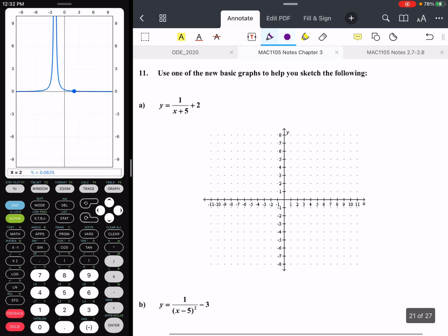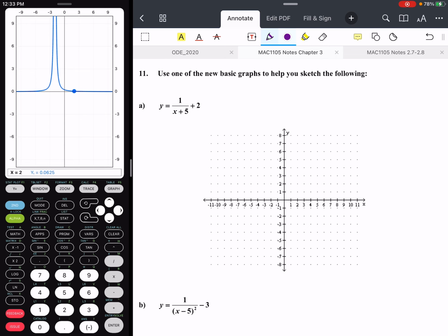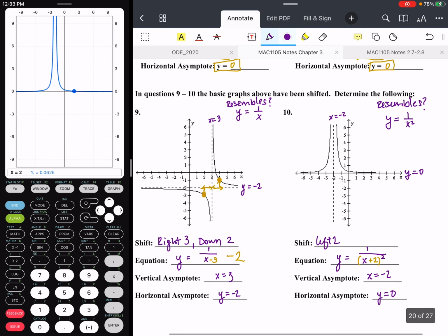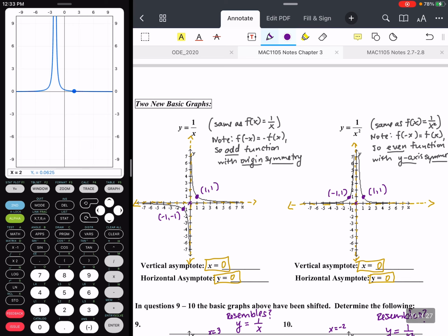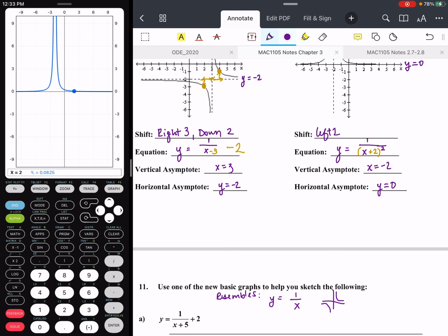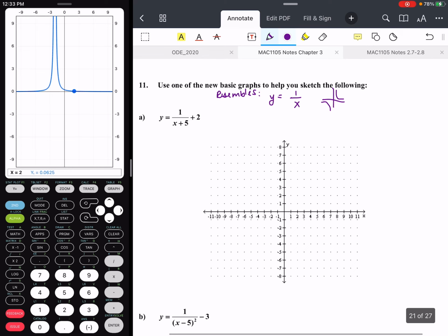Okay, number 11, use one of the new basic graphs to help you sketch the following. So y equals 1 over x plus 5 and then plus 2. This resembles y equals 1 over x. And this is my function where it appears in the top right and the bottom left. So 1 over x plus 5 would bring us to the left 5, and then the plus 2 is going to bring us up 2.